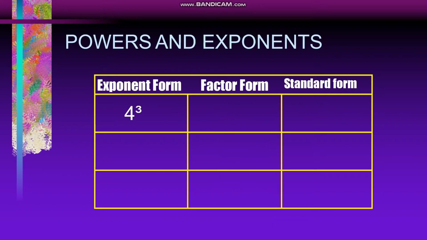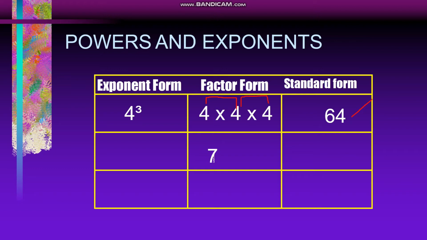Now let's answer this one. 4 cubed. What is the factor form of 4 cubed? It should be 4 times 4 times 4. And what is the standard form? The answer is 64. Why? Because 4 times 4 is 16, and 16 multiplied by 4 is equivalent to 64.